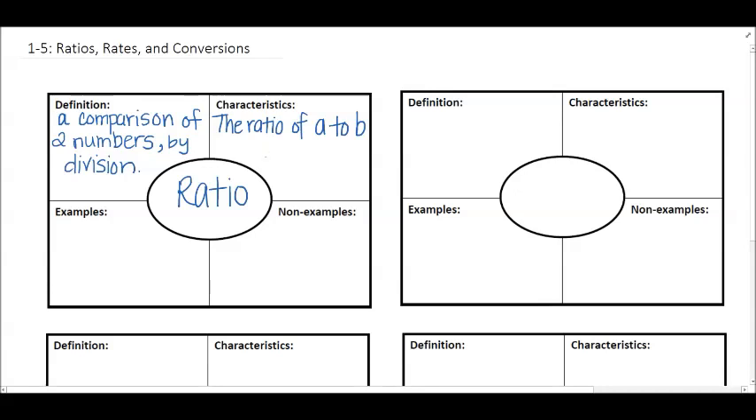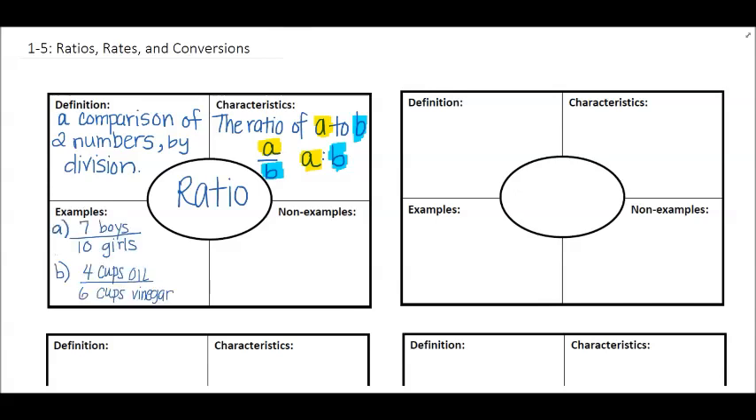You can use the fraction notation where you write it as A over B, or you can use the colon notation, A to B. In both cases, since A came first, A needs to be first. The order does matter. And B, which came second, will be either in the denominator or on the second part. Okay, so let's look at some examples.